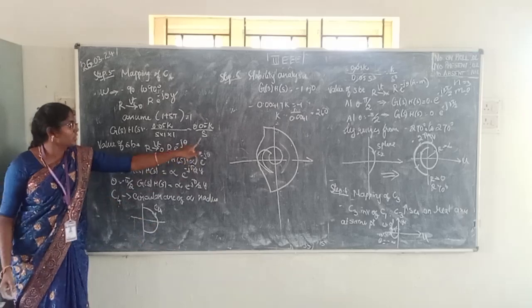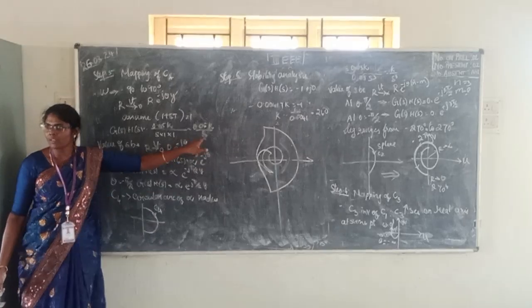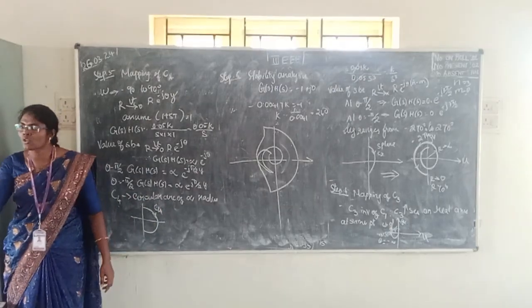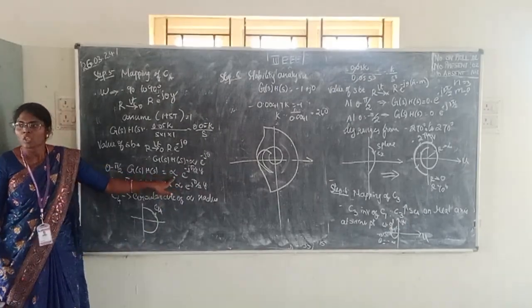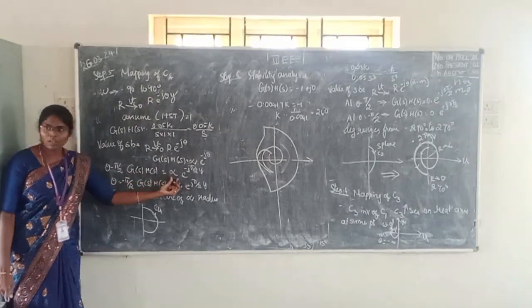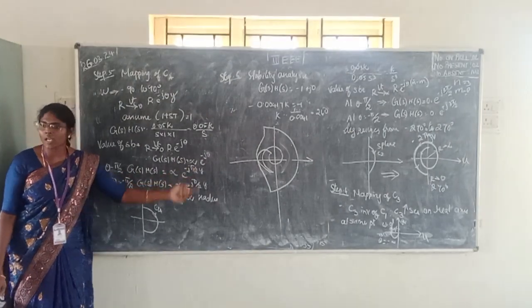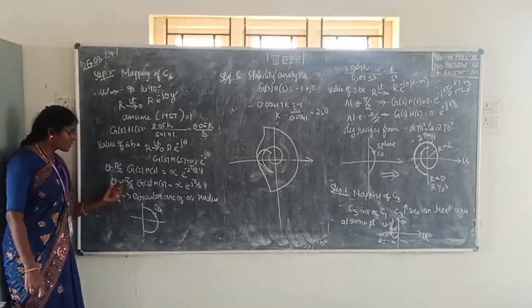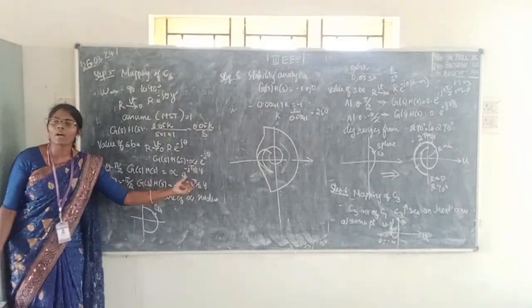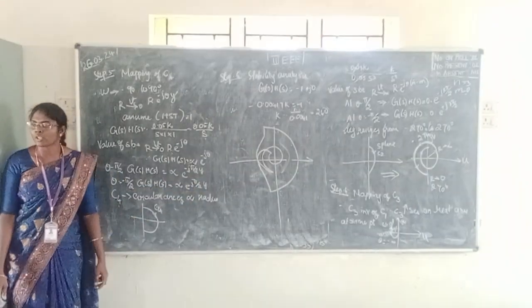So if I substitute 0 for s, then what is it? If I substitute 0, it becomes 1 by 0. 1 by 0 is what? Infinite. So when theta is pi by 2, what will G of s be? Infinite, e to the power minus j pi by 2 y. When theta is minus pi by 2, what will G of s be? Infinite, e to the power plus j pi by 2 into y.